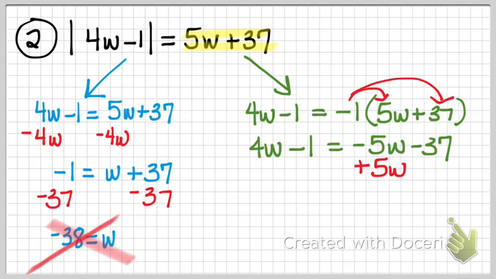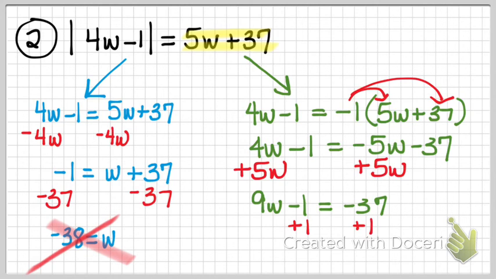So we add the 5W. So that would be 9W minus 1 equals negative 37. Then we add 1 to both sides. So that would be 9W equals negative 36. And then divide both sides by 9. So what's negative 36 divided by 9?